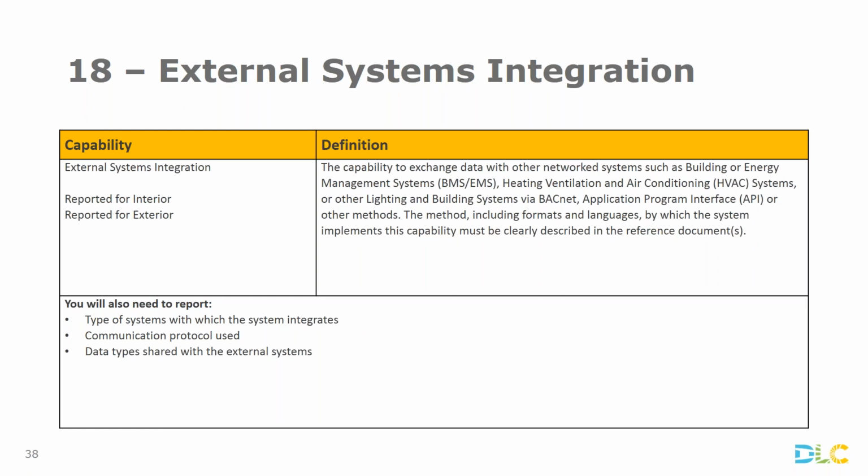External systems integration is a pretty broad brush. But what we intend is to aid users in understanding what other systems they can connect up to the lighting control system. And these could be things like the building or energy management systems, HVAC systems, or even other lighting controller systems that might be coexisting in the same building.